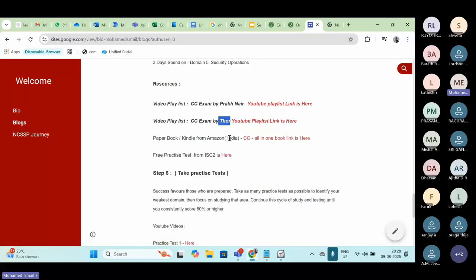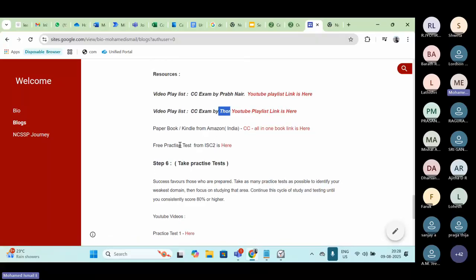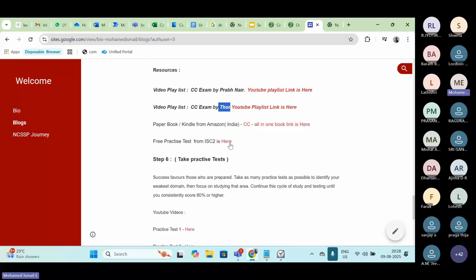If you have an online library like Percipio or any online book or library access, you can look for this book. You can find and read those books from the online library as well. Also, there are free practice tests included here.